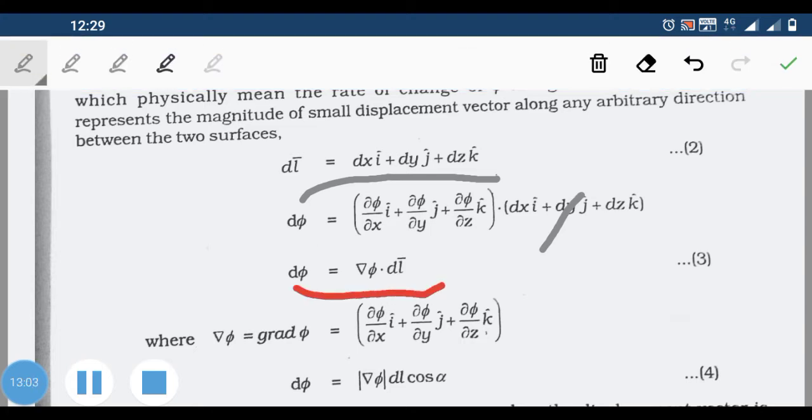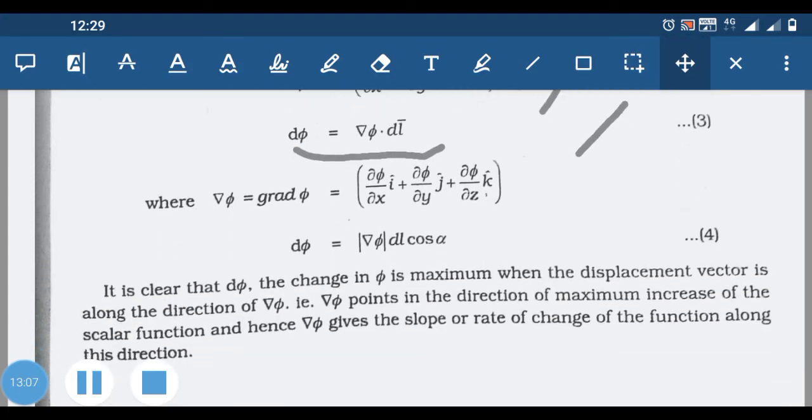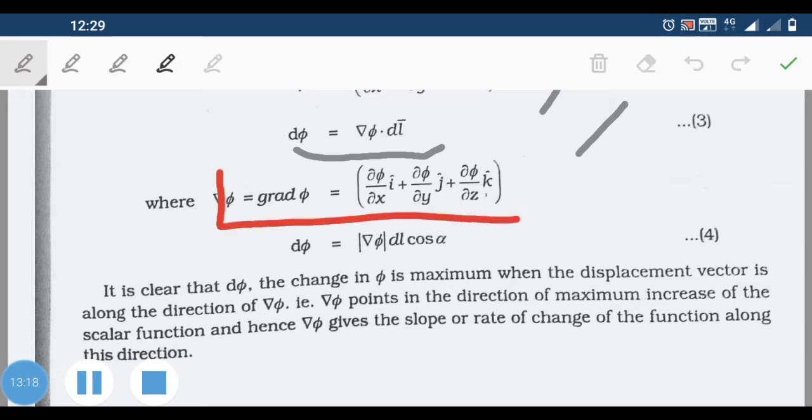Here grad phi is defined as grad phi is equal to dou phi by dou x into i plus dou phi by dou y into j plus dou phi by dou z into k. So this is the important result, the derivation or definition of grad phi: i dou phi by dou x plus j dou phi by dou y plus k dou phi by dou z, and d phi is defined as grad phi into dl into cos alpha.